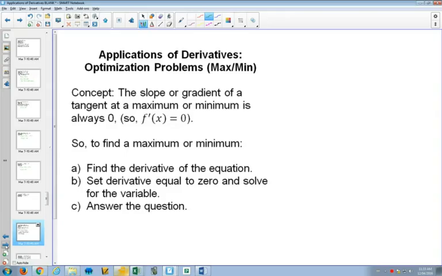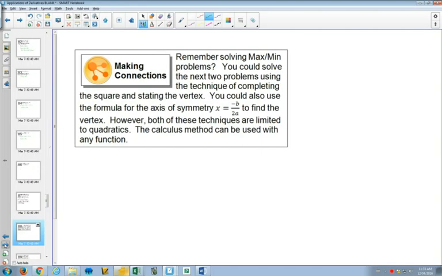So anytime we want to find a maximum or minimum, we're going to find our derivative, have it equal to 0, because that's where we know our maxes and mins are, and then we'll be able to solve our equation from there. Once we've got that information, we'll put it back into the context of the question and be able to answer that question. So here's just a reminder of how you used to solve it.